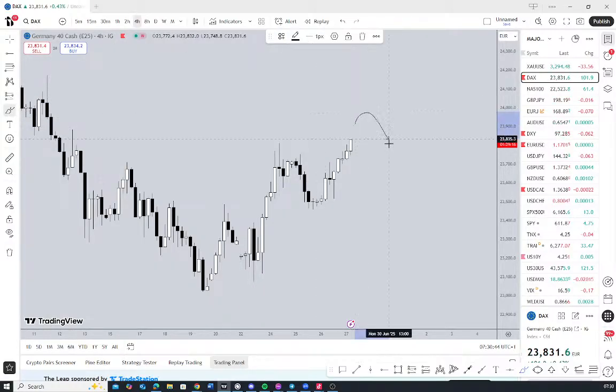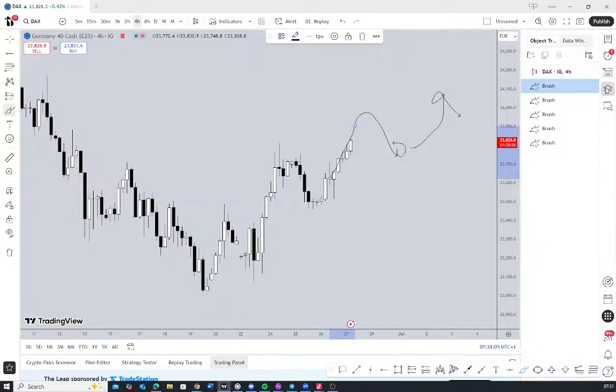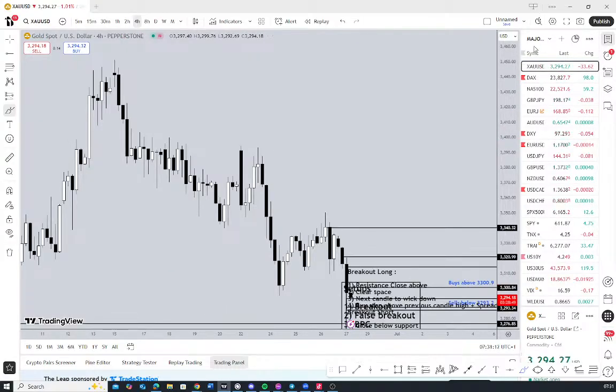So let it come back down anywhere, wait for buyers to step back in, and then we trade the BPC that way. Because if this keeps moving nicely, we should have clear candle space to trade into on a BPC. No problem at all. BPC just stands for breakout, pullback, continuation.